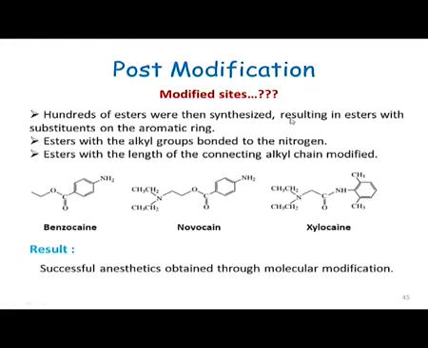So, based upon this knowledge, hundreds of esters were then synthesized, which resulted in esters with substituents on the aromatic ring, esters with an alkyl group bonded to the nitrogen, and esters with the length of the connecting alkyl chain modified. So basically, people changed the alkyl chain length of this ester. They also changed the alkyl portion of this amine, and they also tried to make certain changes in the aromatic ring and even in that ester linkage.